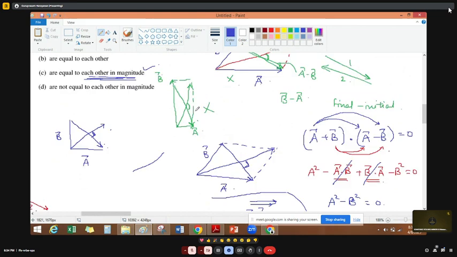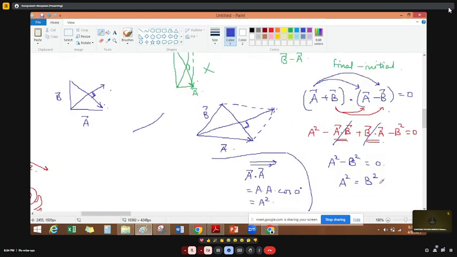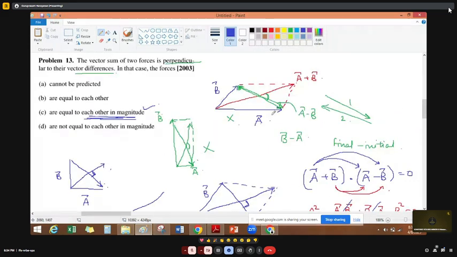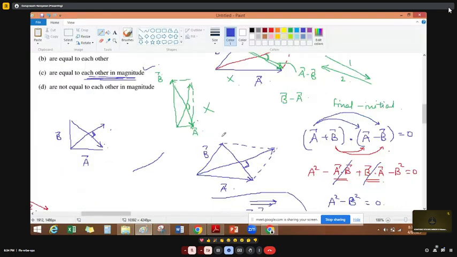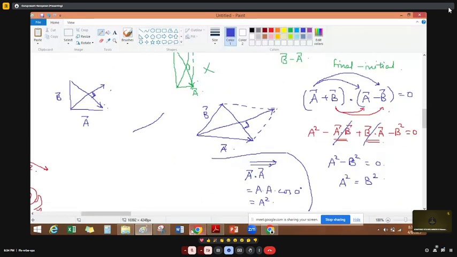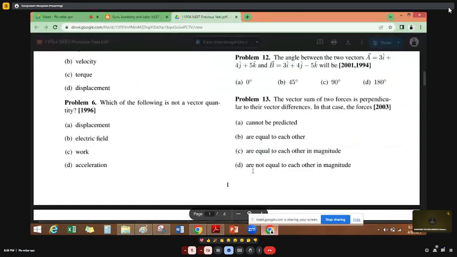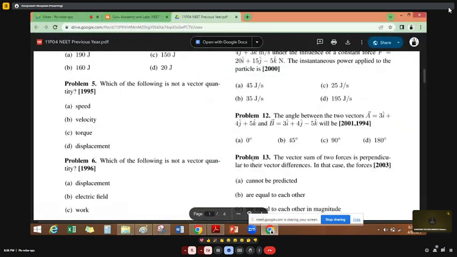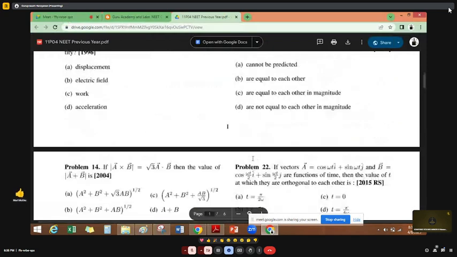Any doubts? You can do some guesswork like this, or you can do it properly like this. This is better, I think. But having some imagination is also good. Okay. Can I go to the next one? Yes, sir. Okay.